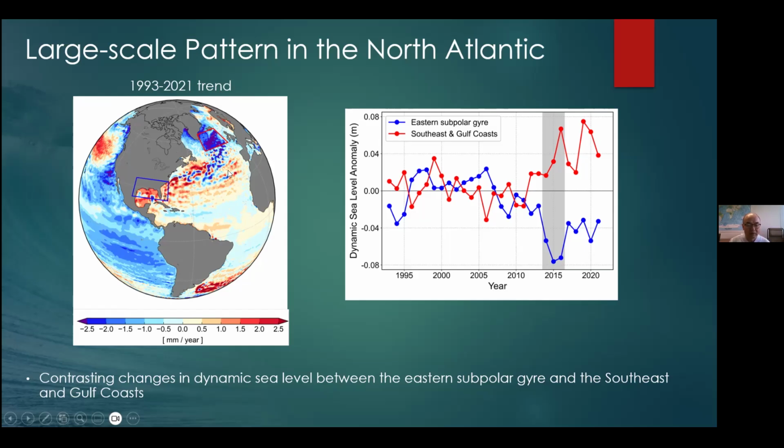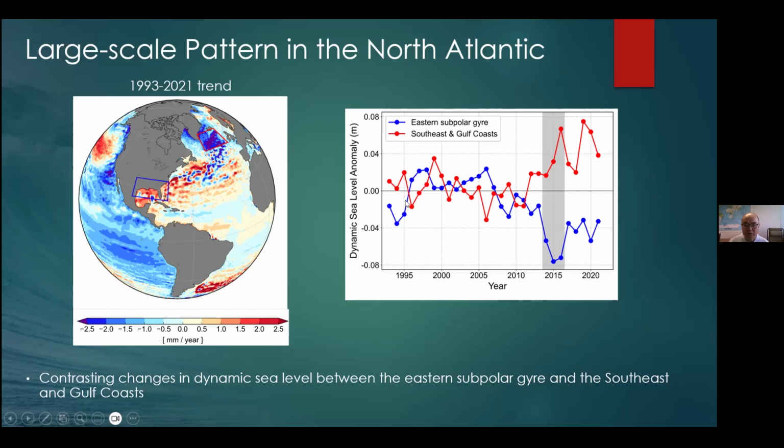So the dynamic sea level, by definition, is the deviation of sea surface height from the geoid. Dynamic sea level falls in the eastern subpolar gyre region, in the red box region, and the dynamic sea level rises along the southeast coast and the Gulf Coast. So this is a notable contrasting pattern of dynamic sea level change.